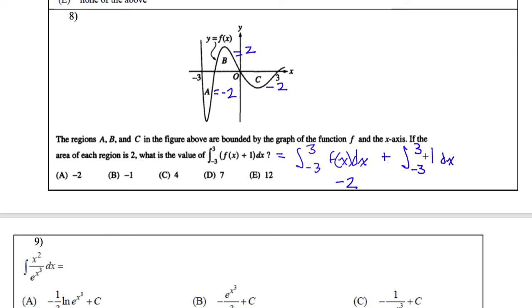This guy is the shortcut, right? The shortcut says do top minus bottom, so 3 minus -3, or 3 minus -3 is 6, and then multiply that by whatever number is here. 6 times 1 is 6, so this evaluates to 6.